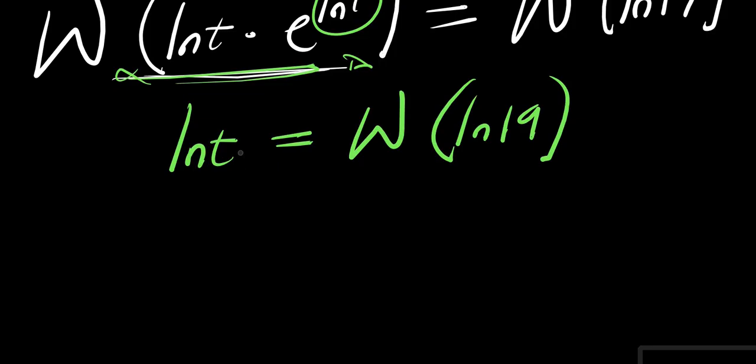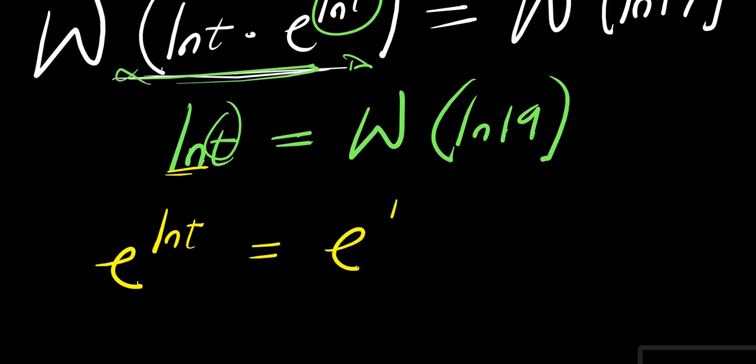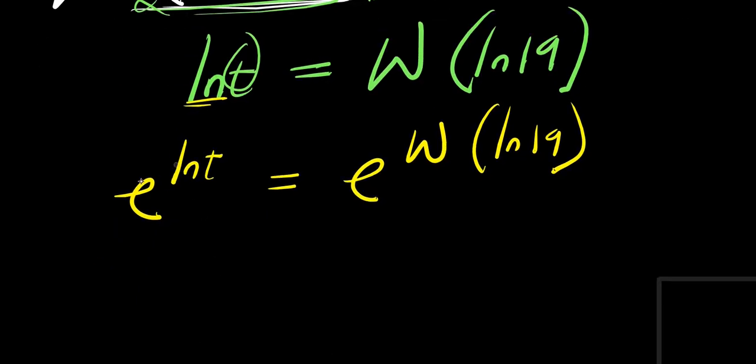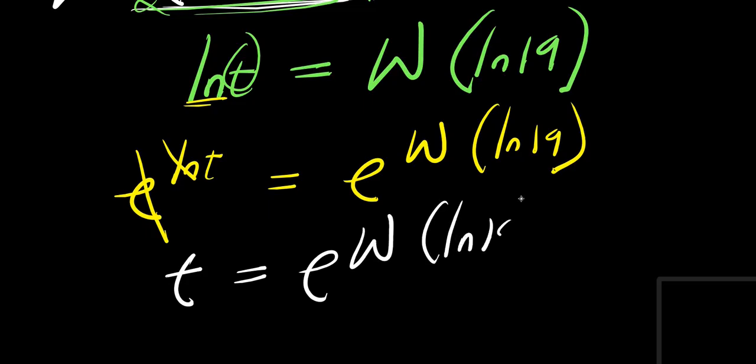Now, how do we solve for t? For us to solve for t, we need to eliminate this ln. How do we eliminate ln? By making use of e. I have e power ln t equals e power the Lambert W function of ln 19. So right now, this eliminates this. So what we are having is just t, and this equals e power the Lambert W function of ln 19.